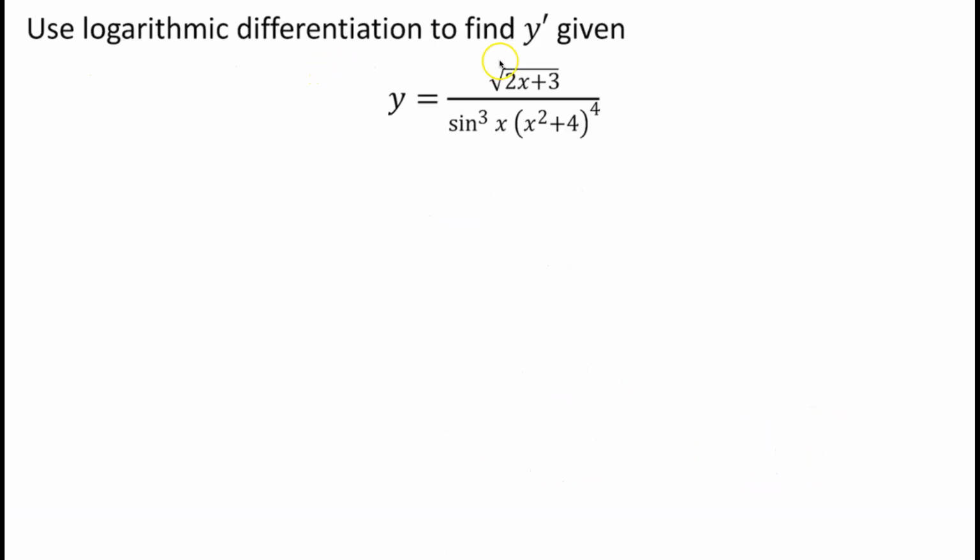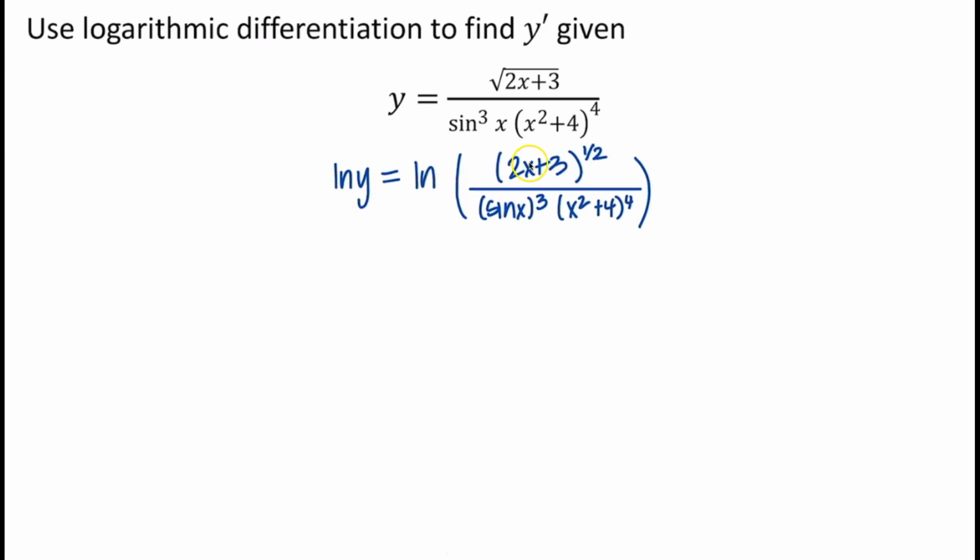All right, let's use logarithmic differentiation again to find y prime given this function from earlier, y equals the square root of 2x plus 3 over sine cubed x times the quantity x squared plus 4 all to the fourth. So we'll start by taking the natural log of both sides. And in that process, I also rewrote the square root as the power of 1/2 and sine cubed x as sine x all cubed. And then we're going to apply log properties on the right-hand side.